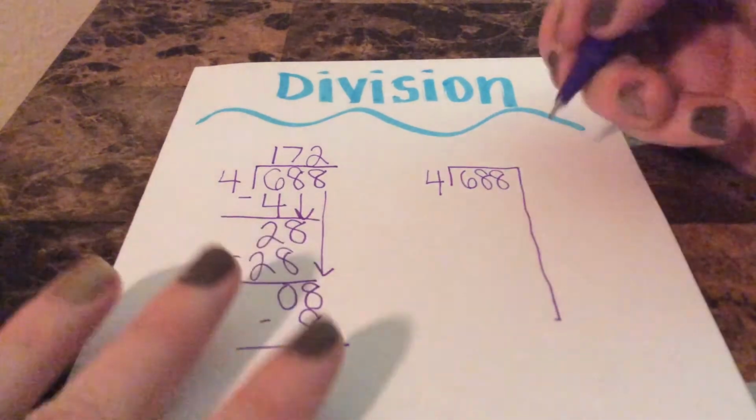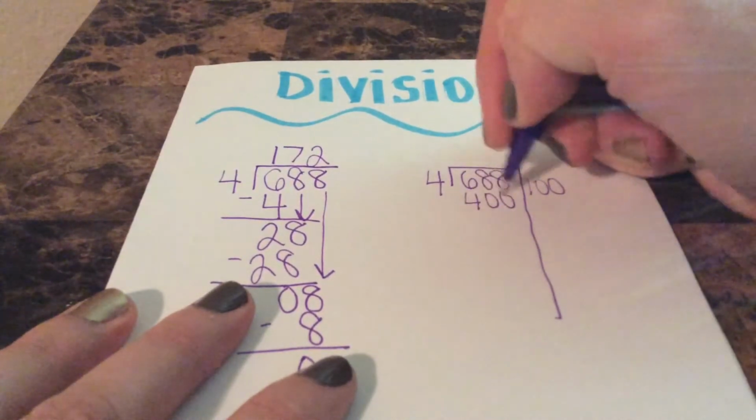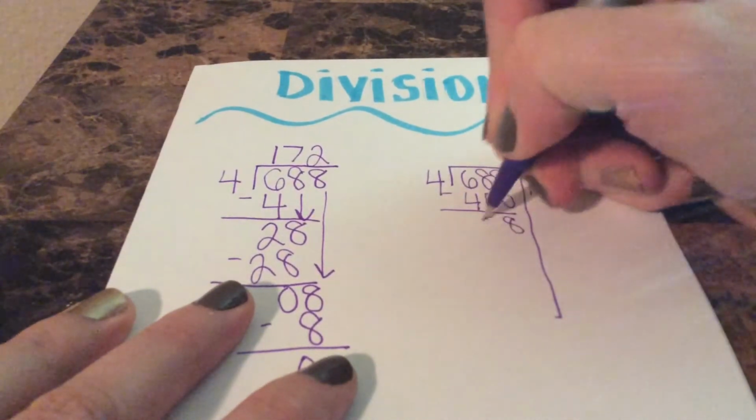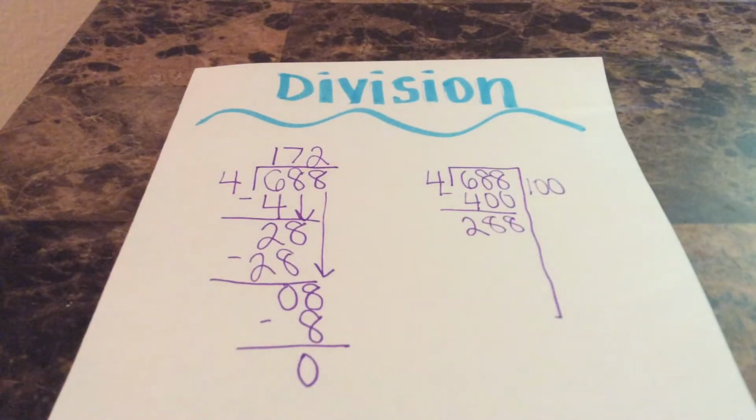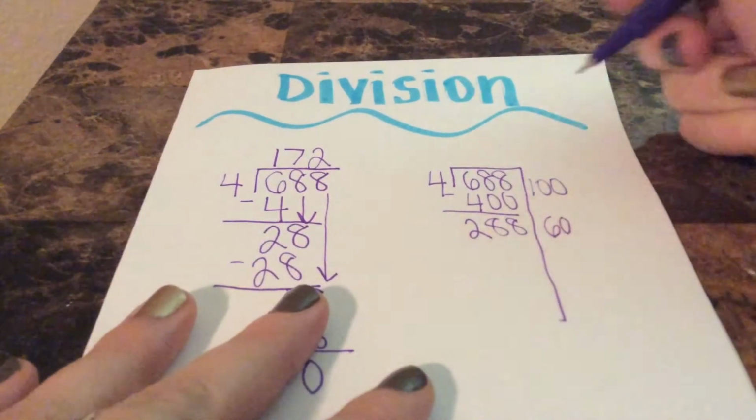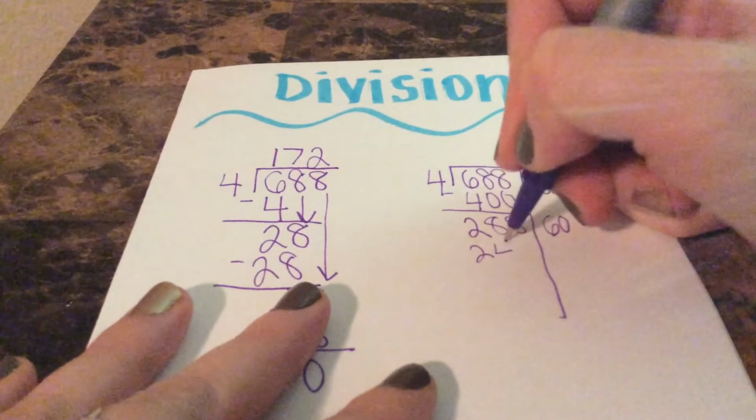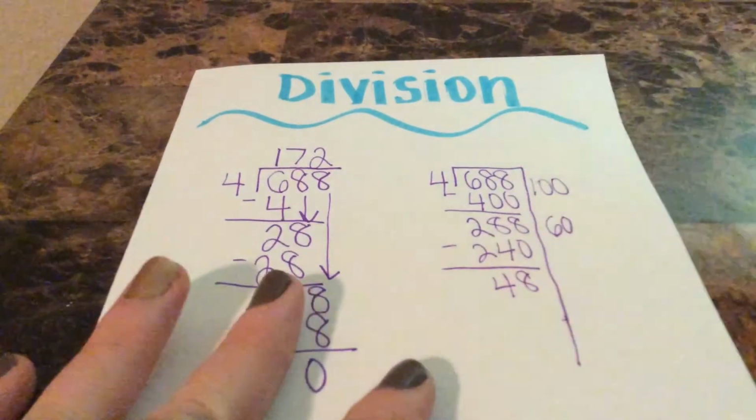So the first thing I could try is 4 times 100. 4 times 100 is 400. So that's going to get rid of a huge chunk of the dividend. So that's pretty successful. I would try 100 again, but I can't. That's way over 288. So let's say I wanted to try 60, right? So what is 4 times 60? 4 times 6 is 24 and it has 1 zero involved. I take that away and I receive the answer of 48.